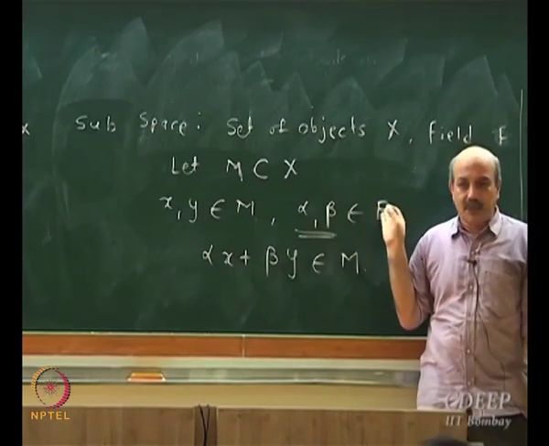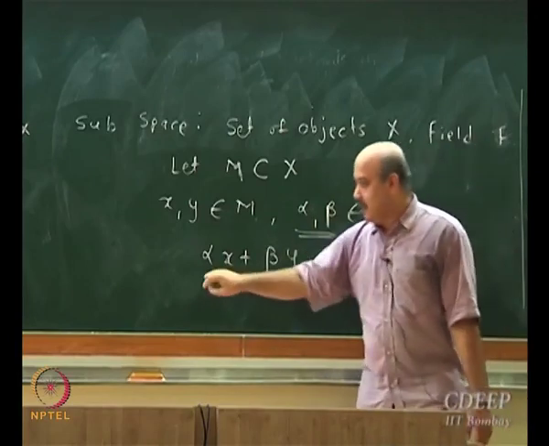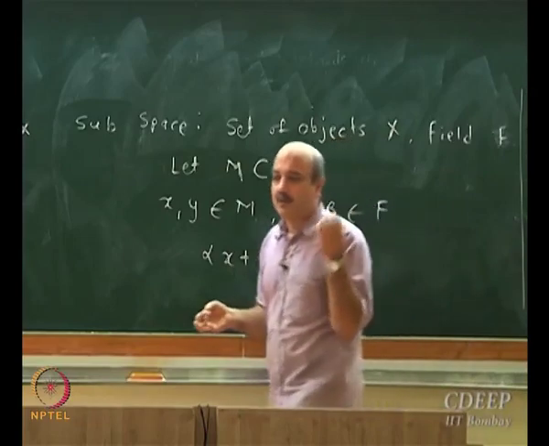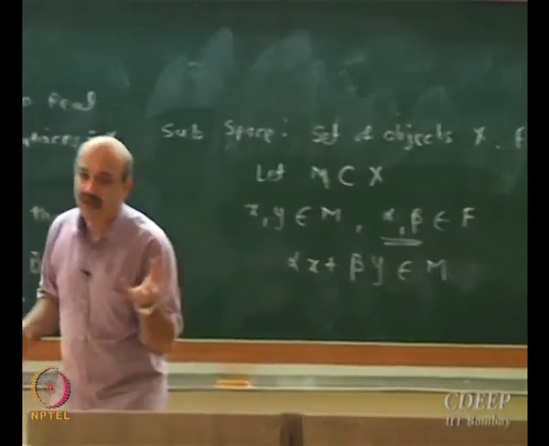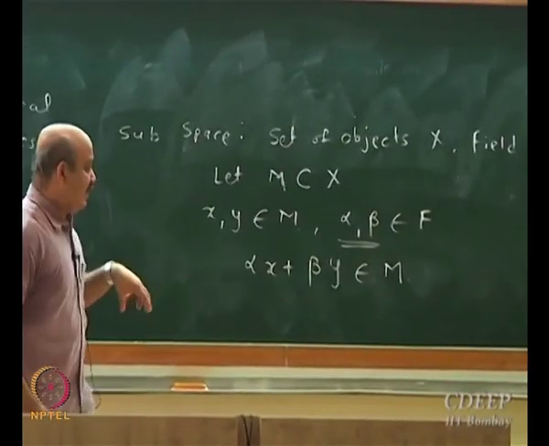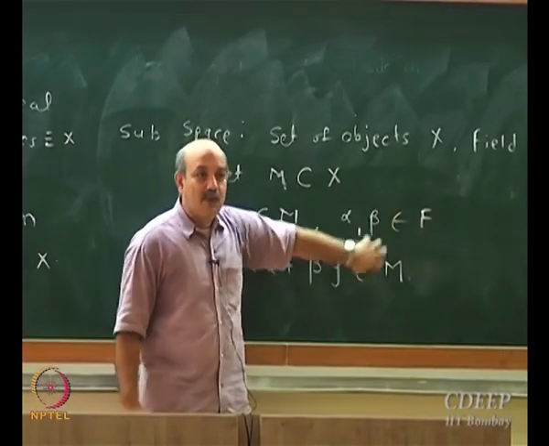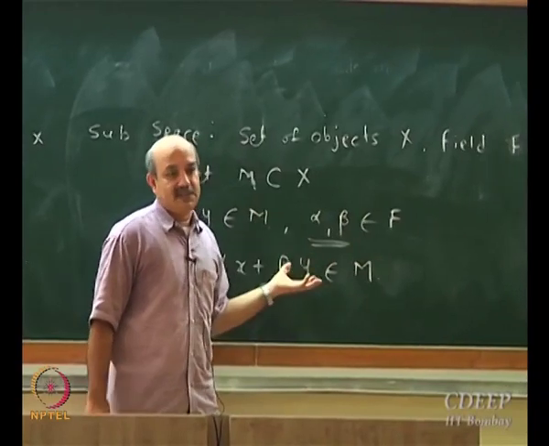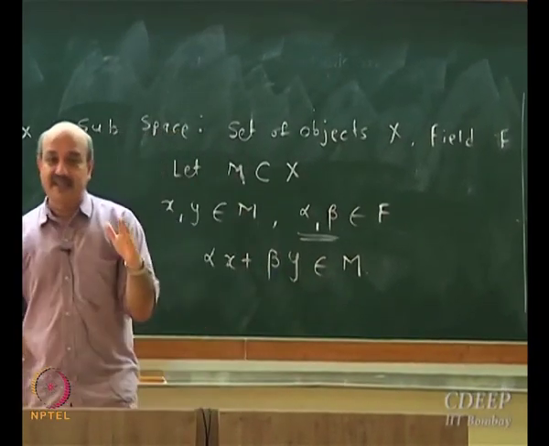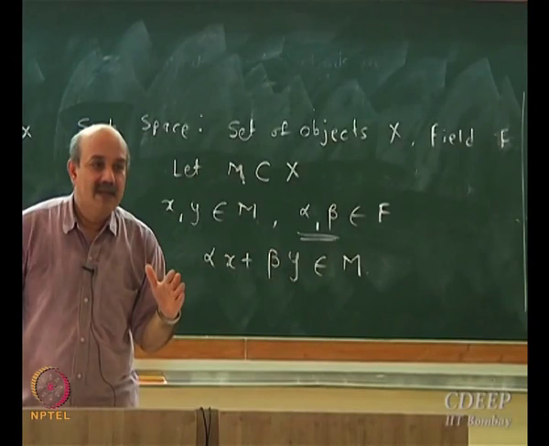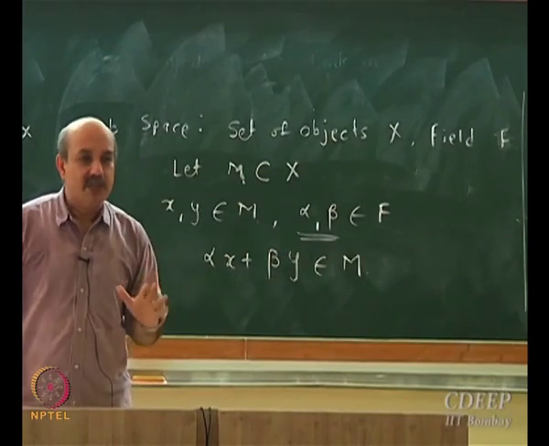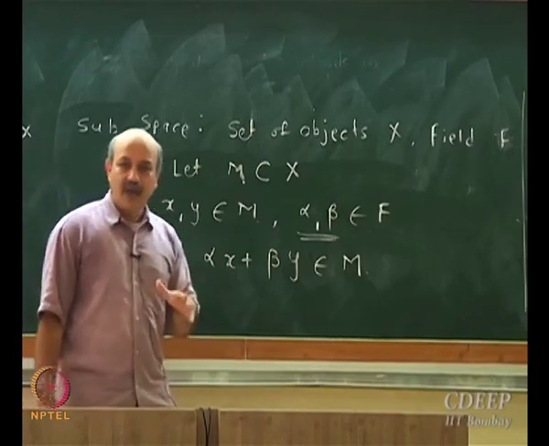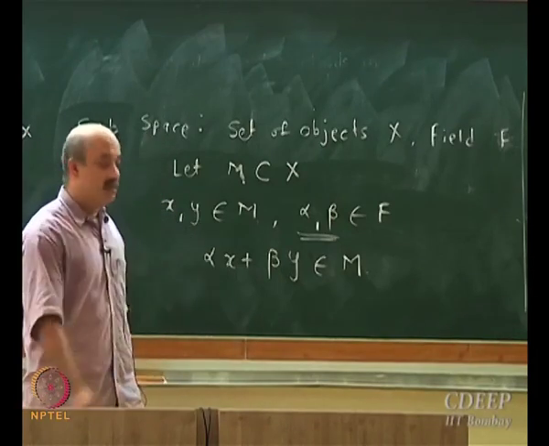If I choose alpha equal to 0 and beta equal to 0, then 0 times any vector plus 0 times any vector will give me the 0 vector. The 0 vector should be contained in the space. So if I have a subspace, then it follows from this definition that the 0 vector, the origin, should be contained in the space. Only those sets which contain the origin qualify to be subspaces. Now let's understand this a little more.